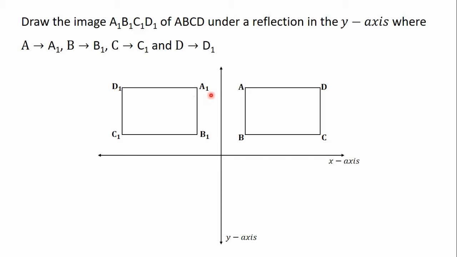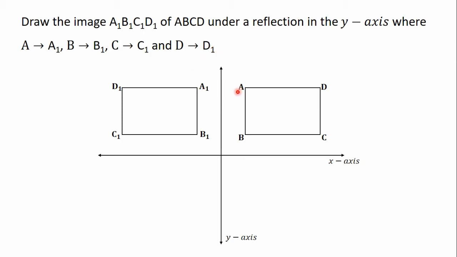Now, how do we get the coordinates of A1, B1, C1, D1 so that we can plot them on the graph sheet and join them to get the rectangle? The question says that A will give us A1, B will give us B1, C will give us C1, and D will give us D1. This means that to get the coordinates of this rectangle A1, B1, C1, D1, we will reflect the point A in the y-axis to get A1. Then we will reflect the point B in the y-axis to get B1. We will reflect the point C in the y-axis to get C1. And then we will reflect the point D in the y-axis to get D1.